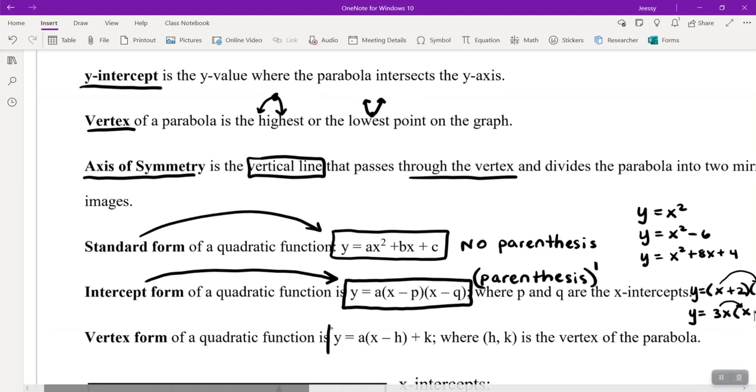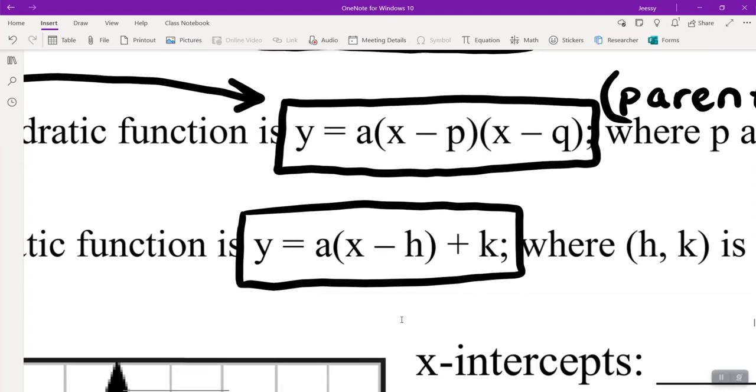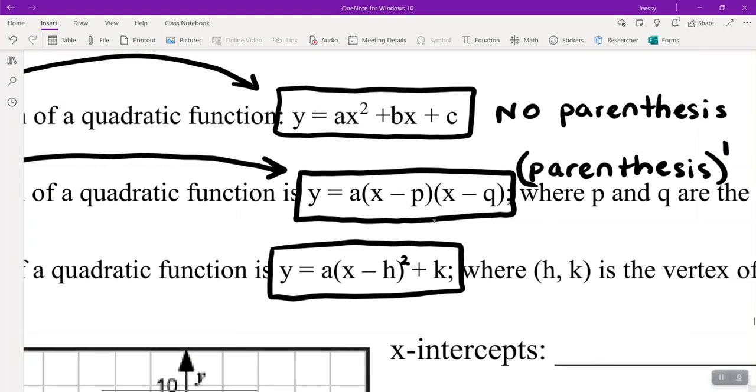Vertex form is this one, and I found a mistake on this, so I'm going to zoom in. All right, everybody, right here. See where it says x minus h inside of parentheses? There should be a 2 right here. Please fix it, because that's how you're going to tell them apart. And so for this one, I would say that you have parentheses squared.